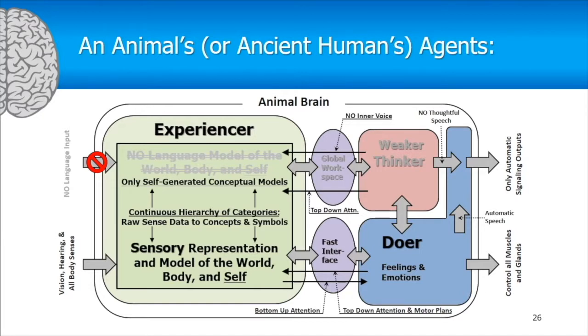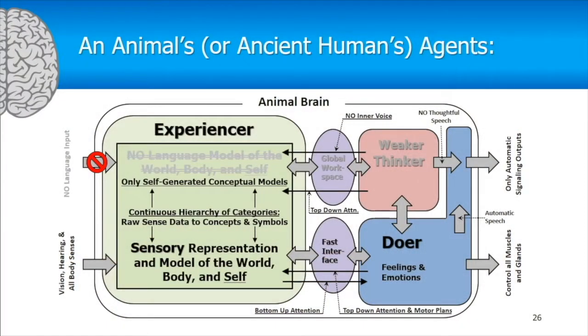They do have concepts, though, but they're only the self-generated concepts created by the animal itself during its lifetime. And the more advanced animals do have quite a few concepts that they've created, but it's not this rich conceptual model of the world that we have created. And the other thing is that they don't have this thoughtful speech that we have.